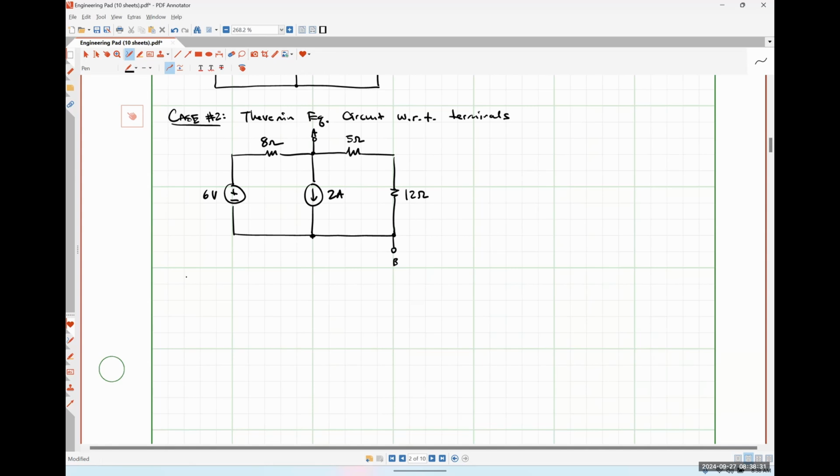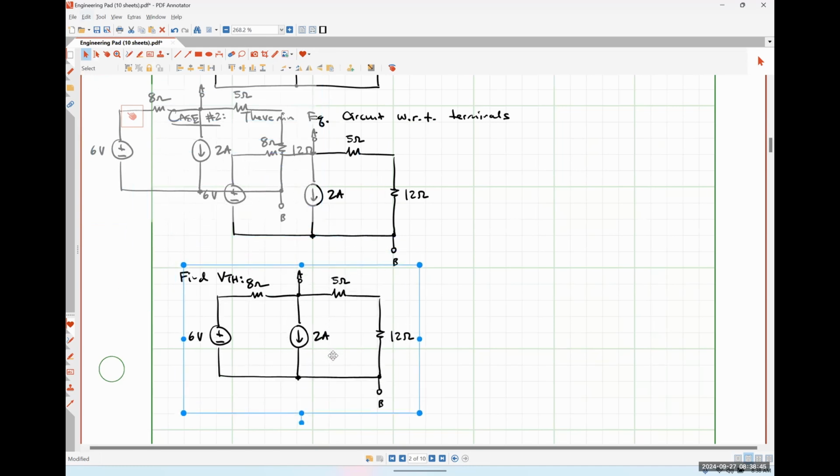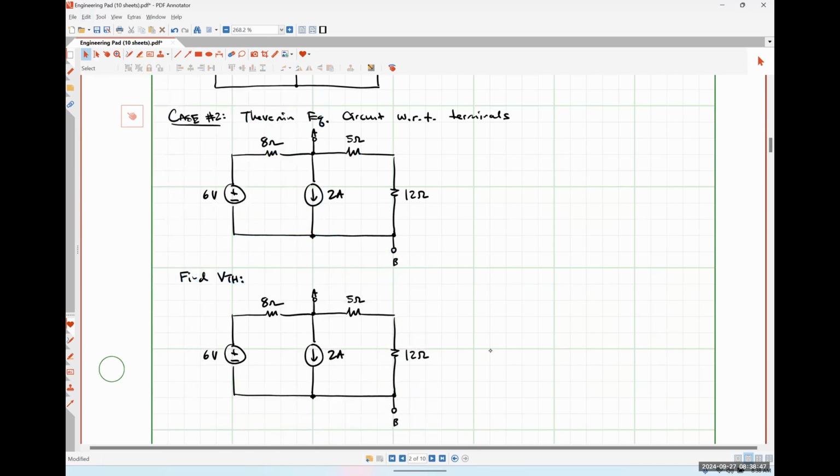So once again, I'm just going to find VTH by whatever means seems appropriate. So let me just make a copy of this. So my Thevenin equivalent voltage, I'm just moving this 2 amps over so it's easier. Oh, and let's say, just for the sake of argument, that I'm going to put positive polarity at A, negative polarity at B.